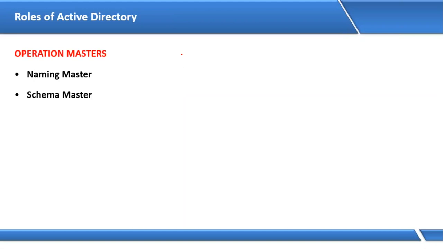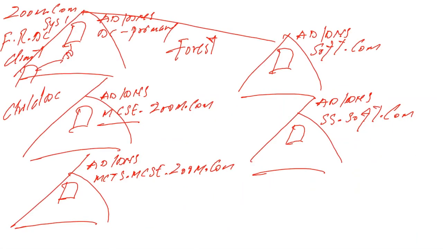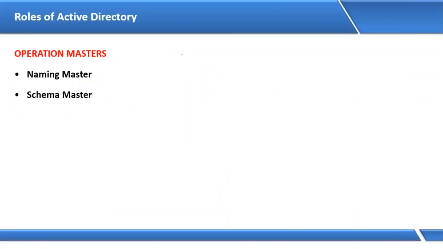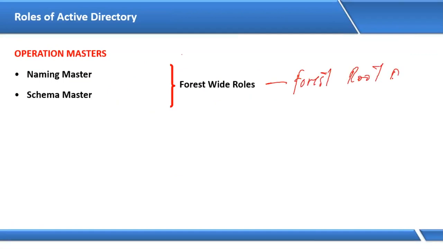Now about these 2 roles, the experts are saying, in your whole forest, you can see this is my forest, and in your whole forest we have multiple domains, right? But which server is the forest root domain controller? Zoom.com. So these naming master and schema master roles are available in the forest root domain controller only, and these 2 roles are not available in other domains in the forest. That's why these 2 roles are called forest-wide roles. Why? Because these 2 roles are available only in the forest root domain controller, not in other domains in the forest, right? So please write this down.